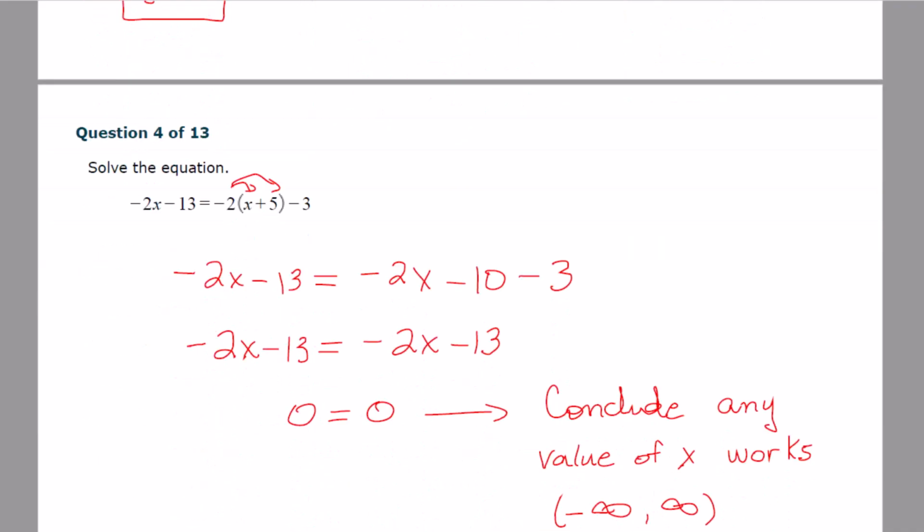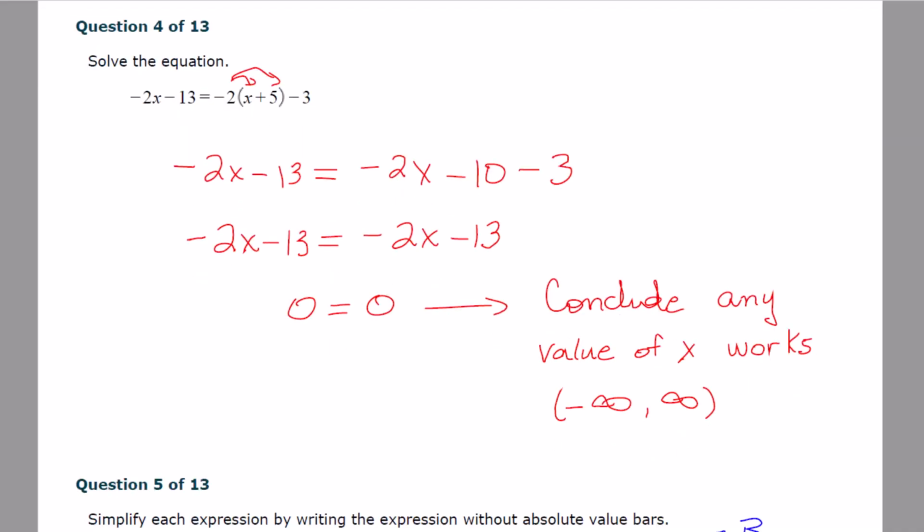In question 4, I see some parentheses, so I know I'm going to distribute this number in, and I get a minus 2x. Minus 2 times 5 is minus 10, minus 3. And I can combine these two items, and I get minus 13. I've got the same thing on both sides. So if I try to get the x's together and the numbers together, I get 0 equals 0. Well, that's certainly a true statement.